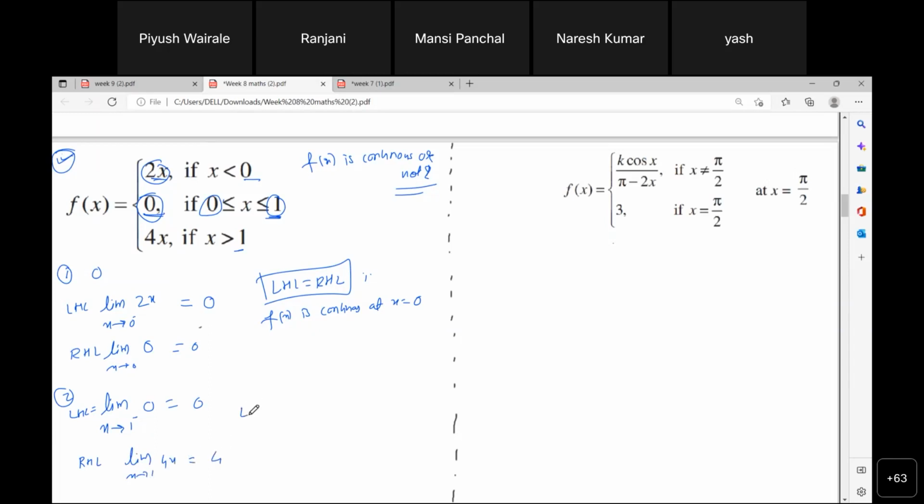So here my left hand limit is not equals to right hand limit, right? So I can say my f of x is continuous at x equal to 0, but not continuous at x equals to 1. Okay. So this function is continuous at x equals to 0, but not continuous at x equals to 1. Okay. Anyone, any doubt?